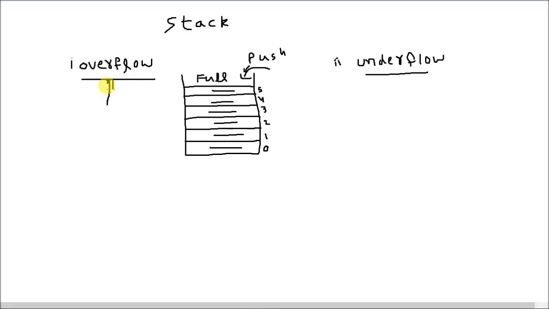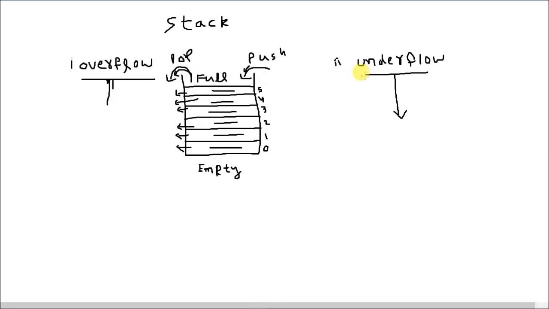This one is overflow. And now when we pop the values from the stack using the pop method, we get this value, then this, then this, then this, then this, and then the last one, this one. And now our stack is empty. Now when we pop a value again, this is called underflow. So this is a simple stack.